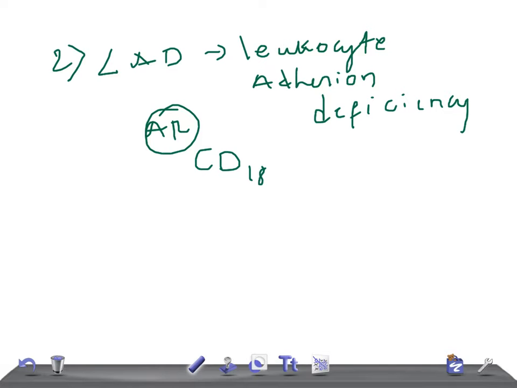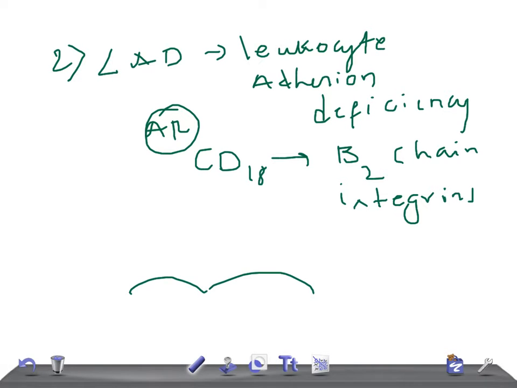CD18, which is a common beta 2 chain of a number of integrin molecules. In general, to brief you, the function of beta 2 chain integrins is that they help in the attachment of phagocytes to the infected area.